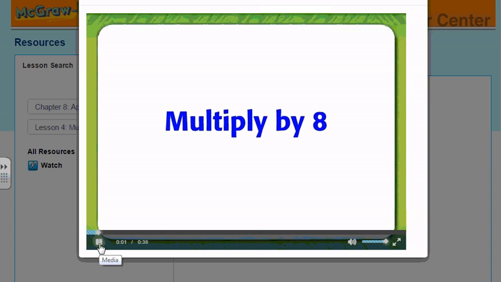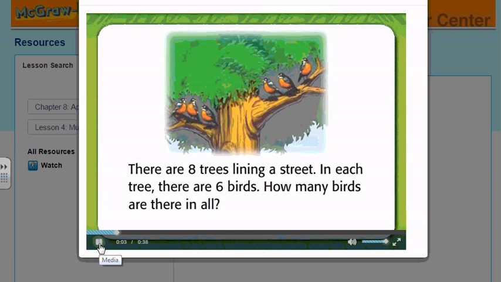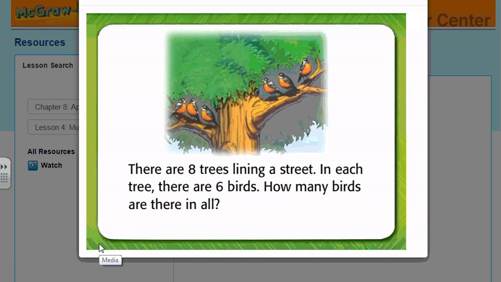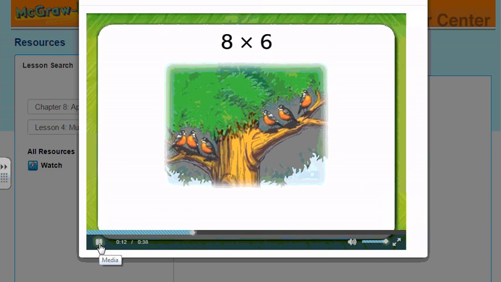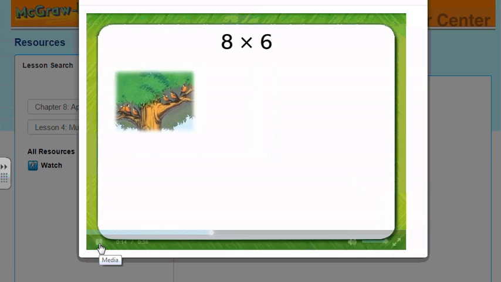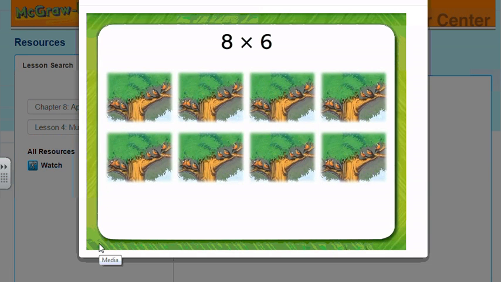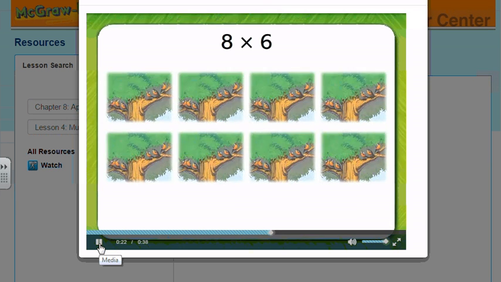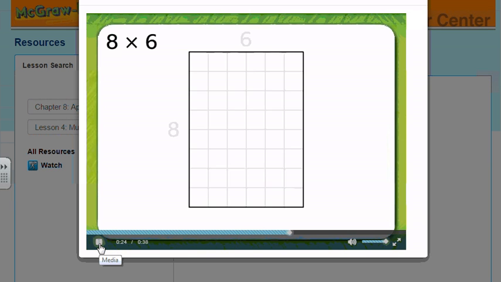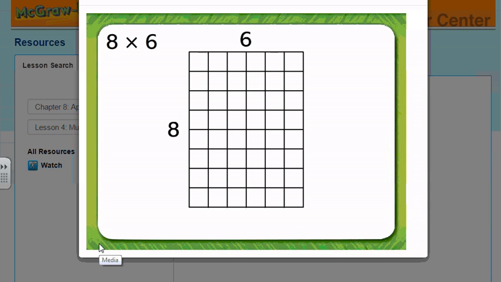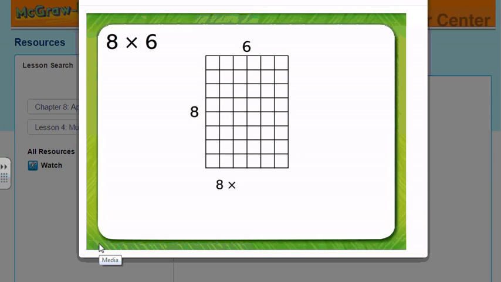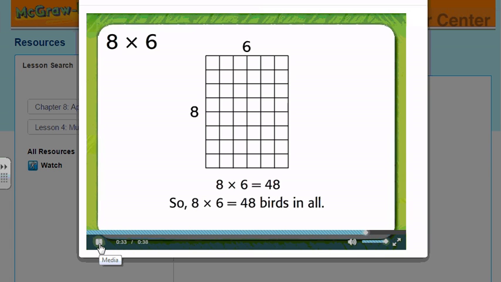Multiply by 8. There are 8 trees lining a street. In each tree, there are 6 birds. How many birds are there in all? We need to find 8 times 6. Think of each tree as a group of 6 birds. There are 8 trees, so there are 8 groups of 6 birds. We can use an array to show 8 rows of 6. The array shows that 8 times 6 equals 48. So, 8 times 6 equals 48 birds in all.